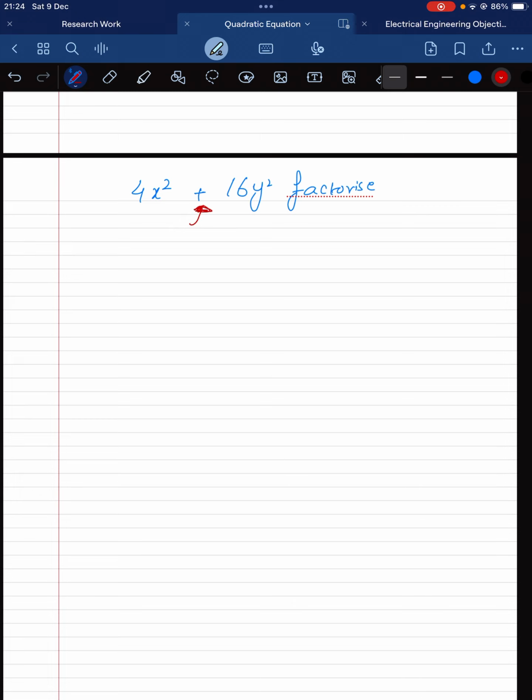Okay, you don't have the minus, so it means that they cannot be written as one times positive and one times negative. So what else can we do? We can take 2 common. If you take 2 common from 4x square plus 8y square, it will become 2x square plus 8y square. So this is what you can do.